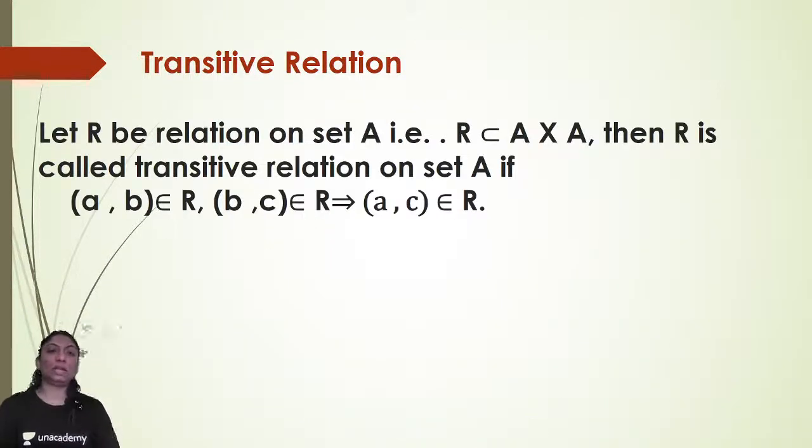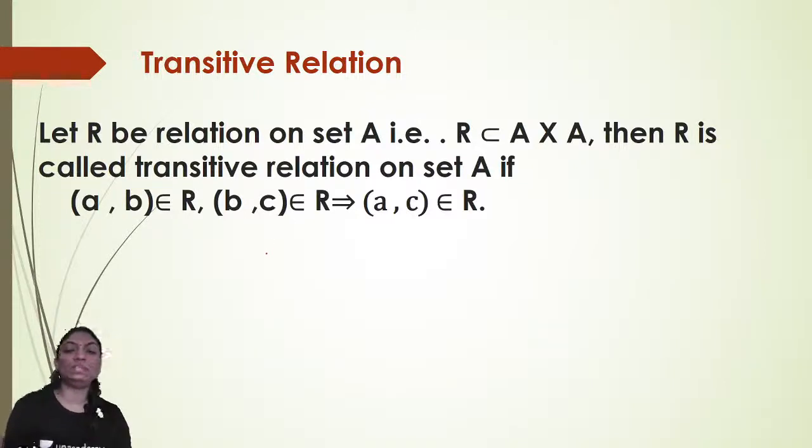Transitive relation. Let R be a relation on a set A, that is, R is a subset of A cross A. Then R is called a transitive relation on a set A if (a,b) belongs to R and (b,c) belongs to R, which implies (a,c) also belongs to R. It means A related to B, B related to C, then A is related to C. Then we say that relation is a transitive relation.